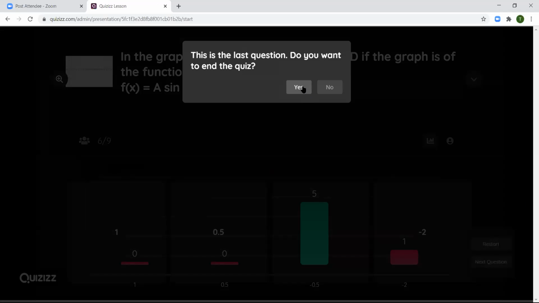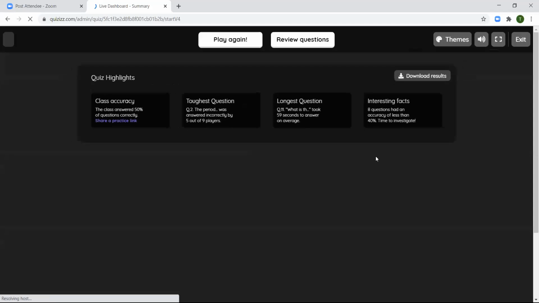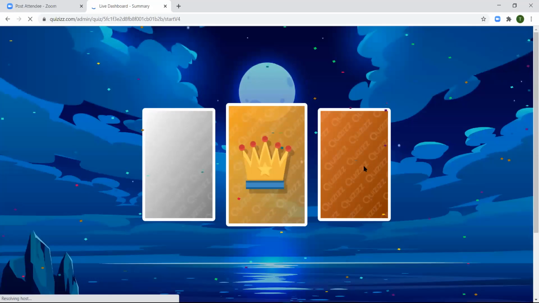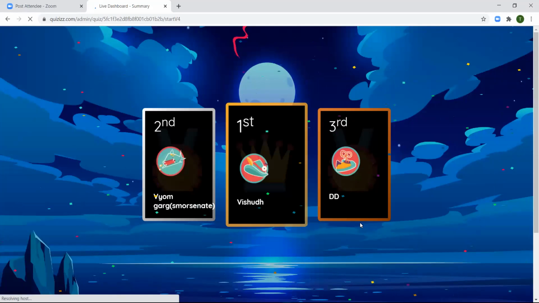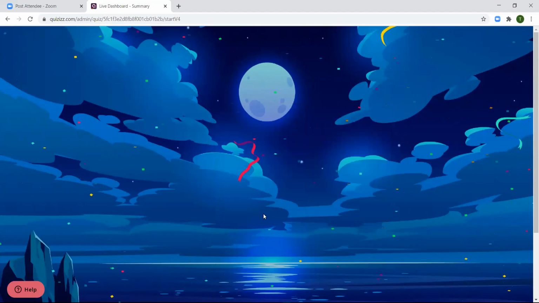Let's see the results. Who are the top runners? Third, Didi. Second, Vyom. First, Vishud. Congratulations.